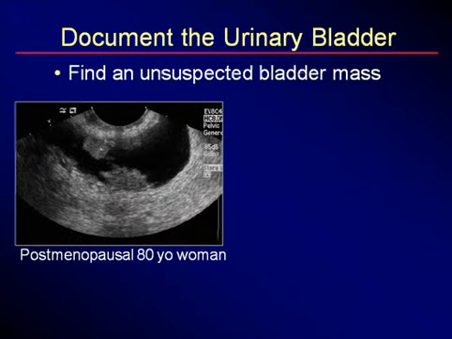This was an 80-year-old lady. She's postmenopausal, and she came for postmenopausal bleeding evaluation. But after we evaluated her uterus and her ovaries, we found that everything was fine. The endometrium was nice and thin. And we spotted in her bladder a couple of irregular masses.